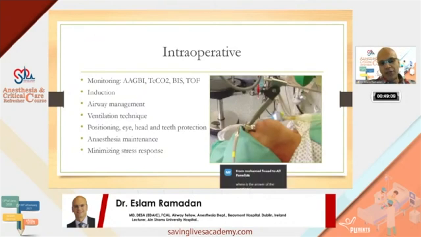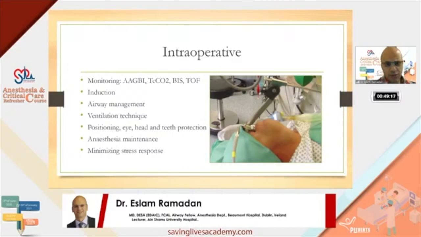In terms of eye protection, you have to tape the eyes and put pads over them. Teeth protection is by a teeth guard to prevent any damage to the teeth. This is also to be sure that everything is well protected. They are putting a shoulder roll to lift up. Agents are inhalational or by TIVA. It's very important to minimize the stress response, as it's very stressful. We do this either by spraying lidocaine 4% on the vocal cord and upper airway, or by using a short-acting opioid like remifentanil.